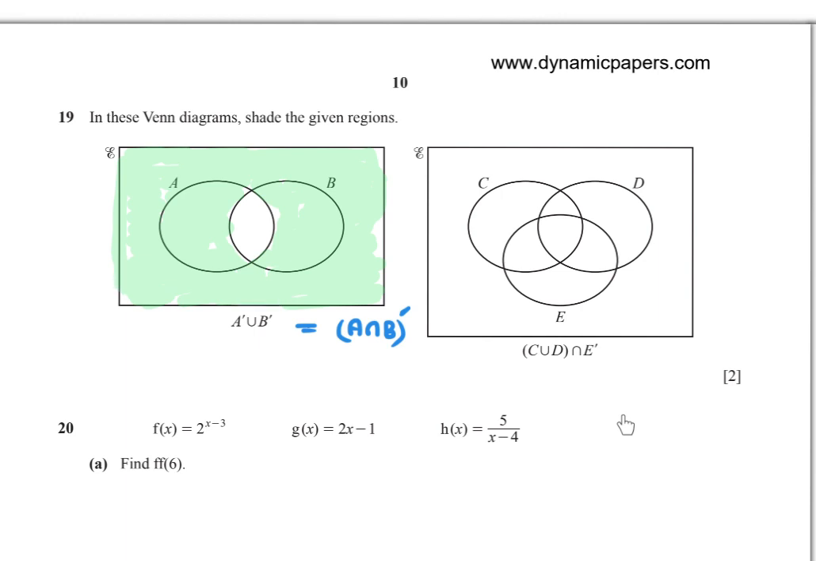Now next one. C union D intersect not E. C union D is all the region inside C or D. But I need the region intersect with not E, not included in E. So this region only. Because I need the region in C union D which is not included in E.